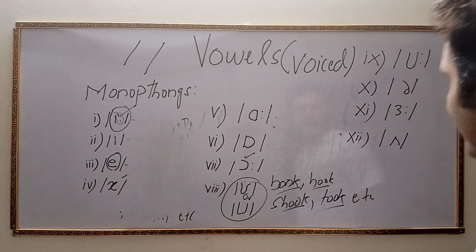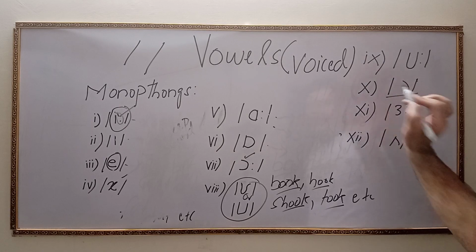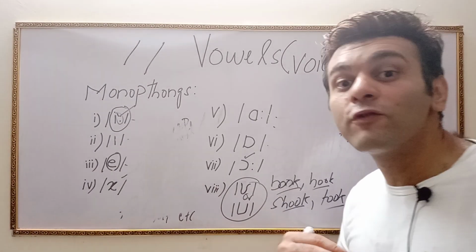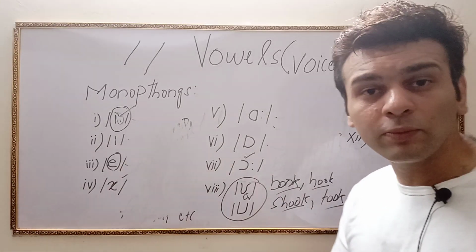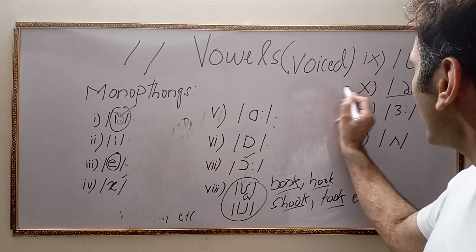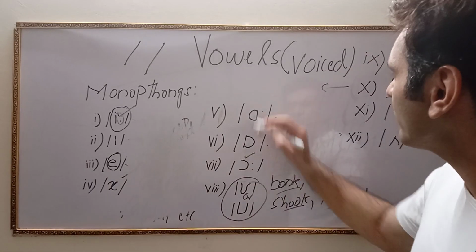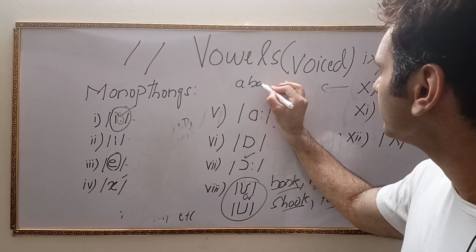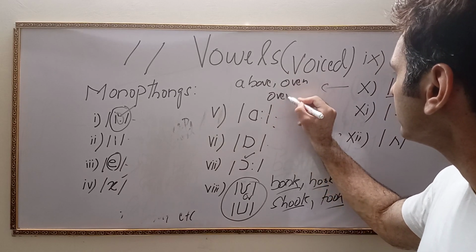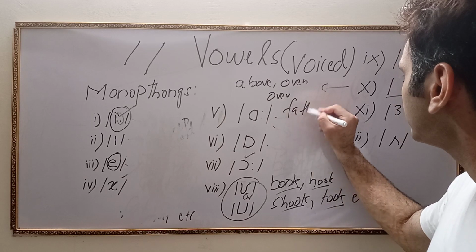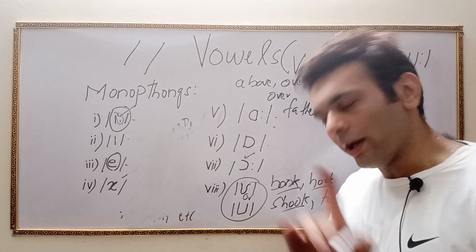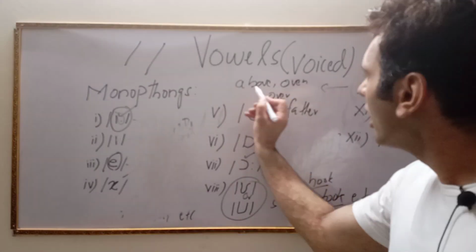Let's move towards the next. This one again is a short vowel, and it's a very short vowel that sometimes people confuse. They sometimes mispronounce this vowel. Why? There is a reason. I would like to write an example and then I'll explain. I have again written this word father. Why? There is a reason. I'll explain.